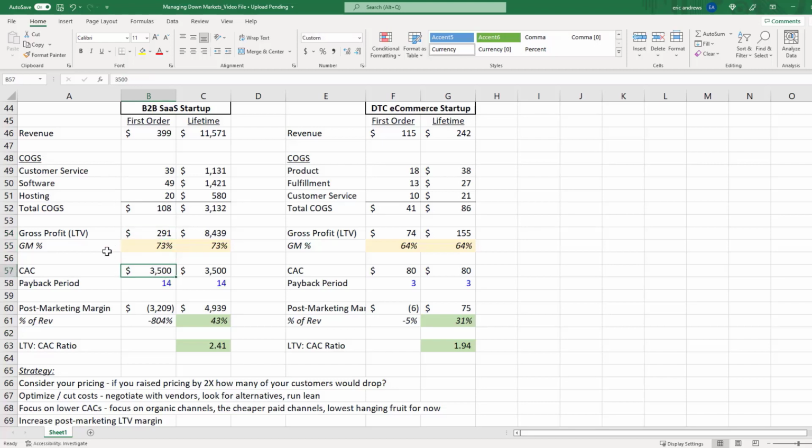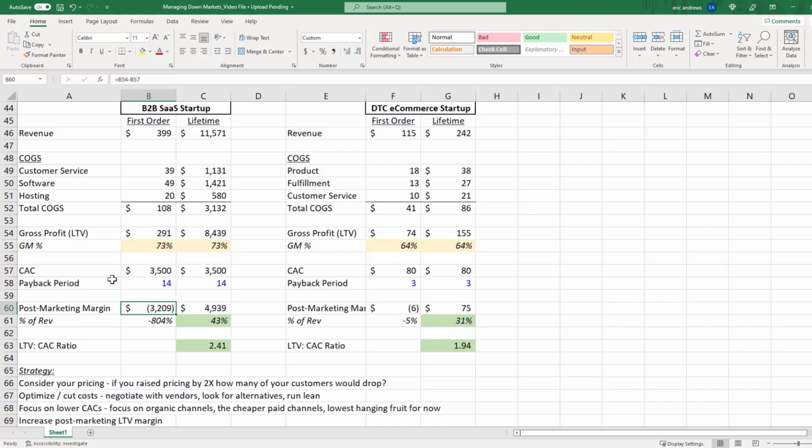Let's say CAC for this business is $3,500. So you need to pay that up front, even though your customer in the first month is only going to make about $300 of gross profit. And the payback period is around 14 months. That means a customer needs to be in the business for about 14 months to generate enough gross profit to pay back the CAC. After 14 months, your customer is profitable for the company, but through those first 14 months, you're effectively just recouping your marketing costs.